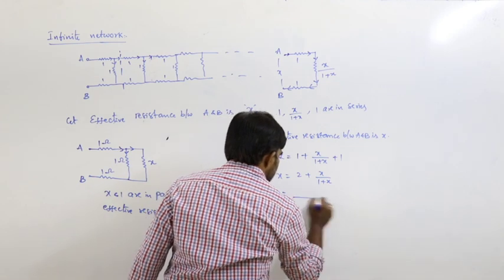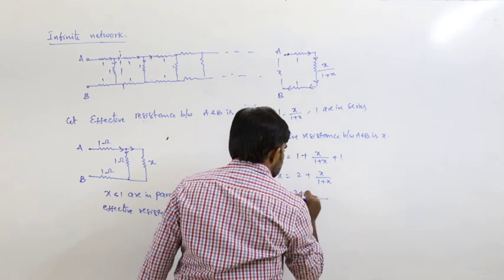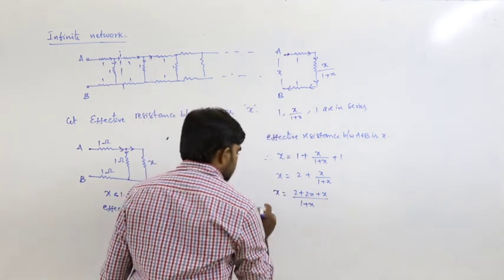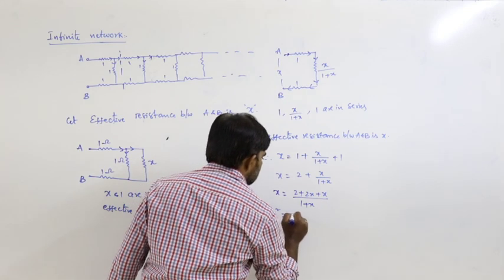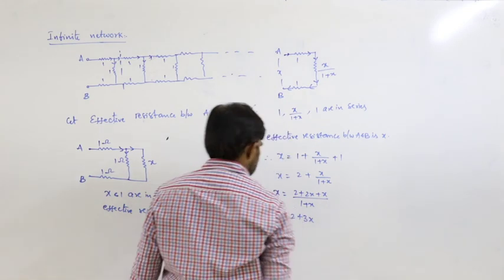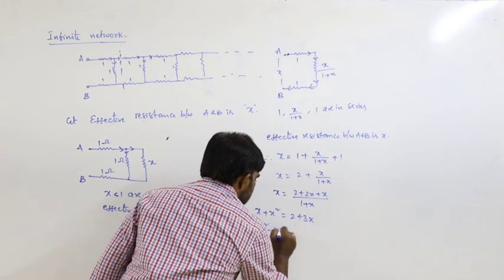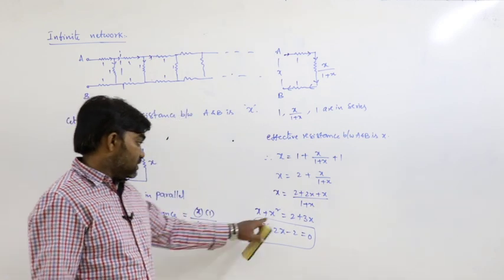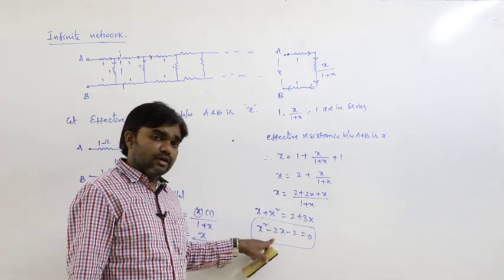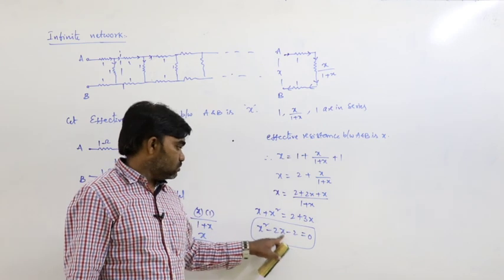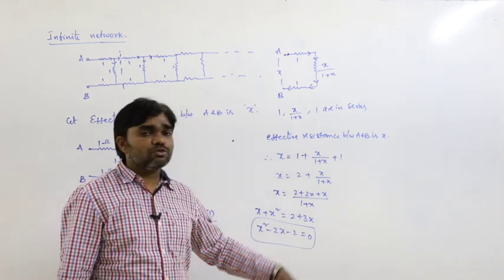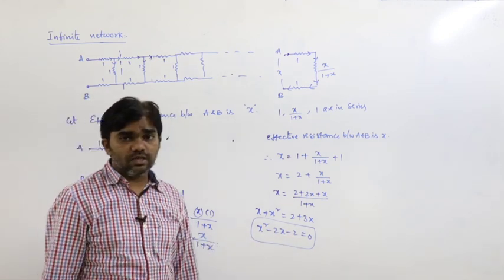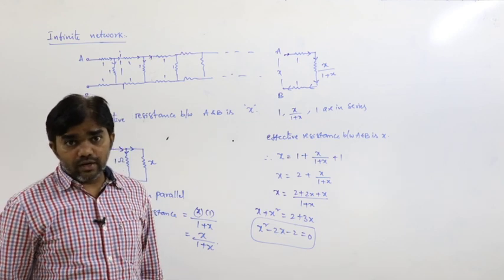So x is equal to, taking the LCM 1 plus x, (2 plus 2x plus x). Cross multiplication: x plus x square is equal to 2 plus 3x. Now x square minus 2x minus 2 is equal to 0. Bringing the terms to this side, x square minus 3x plus x minus 2 gives x square minus 2x minus 2 is equal to 0. This is the quadratic equation.